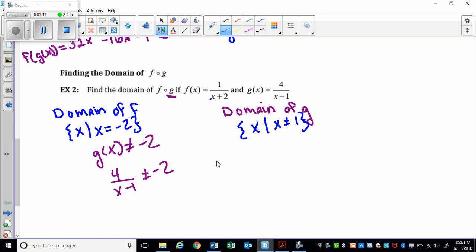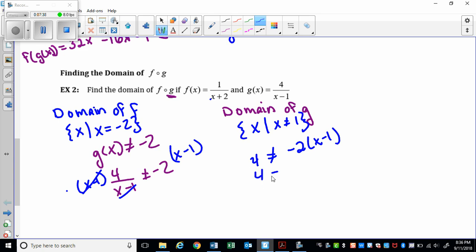Well, multiply each side by the denominator, x minus 1. Since it's not 0, this does matter. We have to do this. So this will cancel out. This is going to give us 4 cannot equal -2 times x minus 1. And then distribute your -2. 4 cannot equal -2x plus 2. Subtract 2, and then divide by -2: x cannot equal -1.